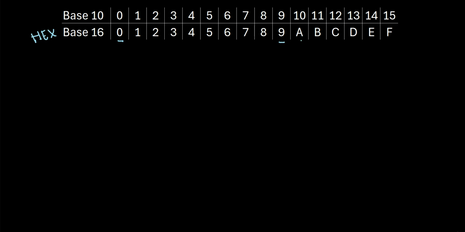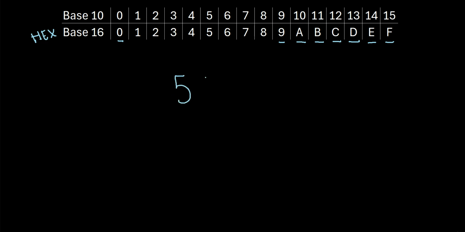once we reach 10, we instead use A to represent 10, B represents 11, C represents 12, D represents 13, E represents 14, and F represents 15. So with this in mind, let's work through a few examples of how to convert octal to hexadecimal.